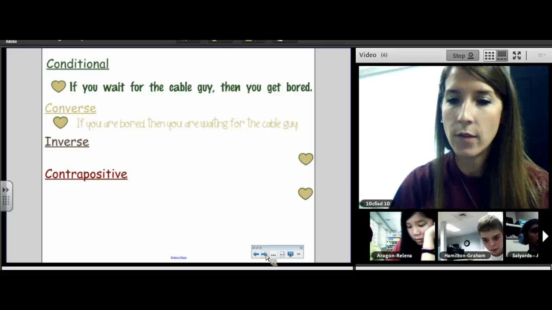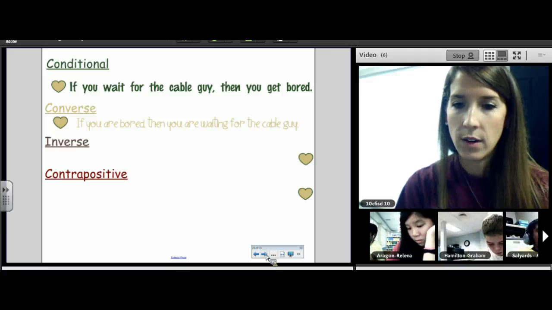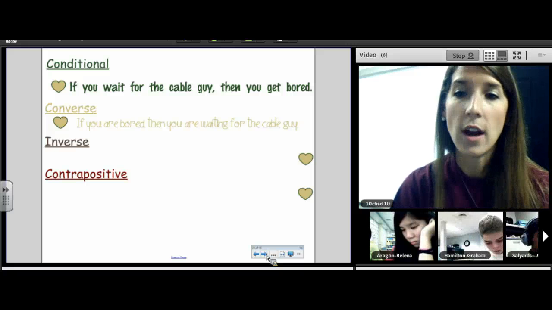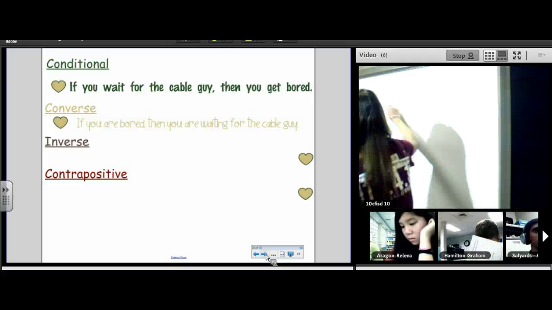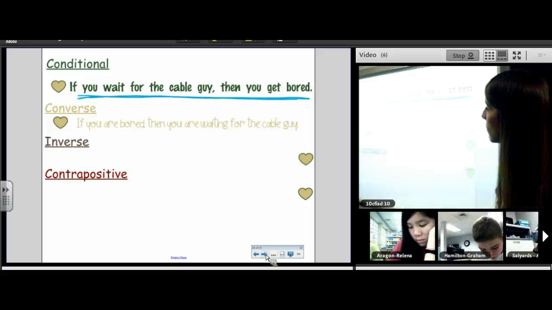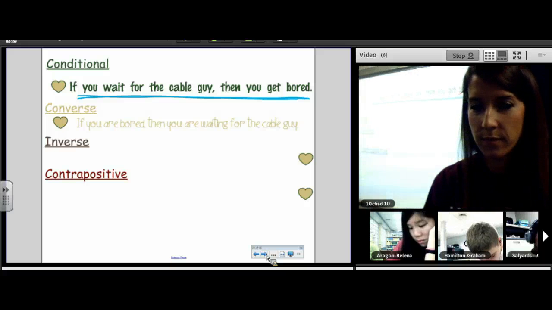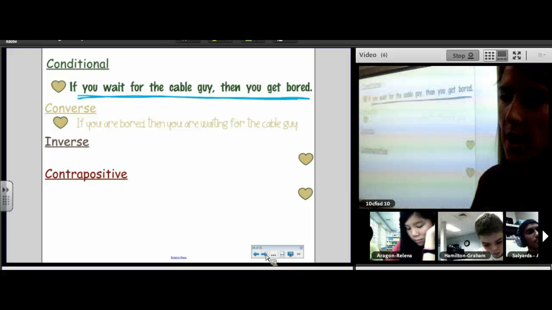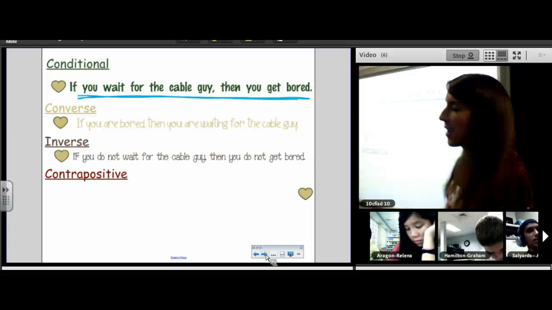Go ahead and try the inverse. Don't type it in the chat, just write it on your sheet of paper. Try the inverse. That's when you negate the hypothesis and the conclusion. Oh, sorry, we're doing the inverse of the original. You were probably wondering. The inverse of this first one of the conditional right here, of the original. Ready? Inverse means you put not. If you do not wait for the cable guy, then you do not get bored.